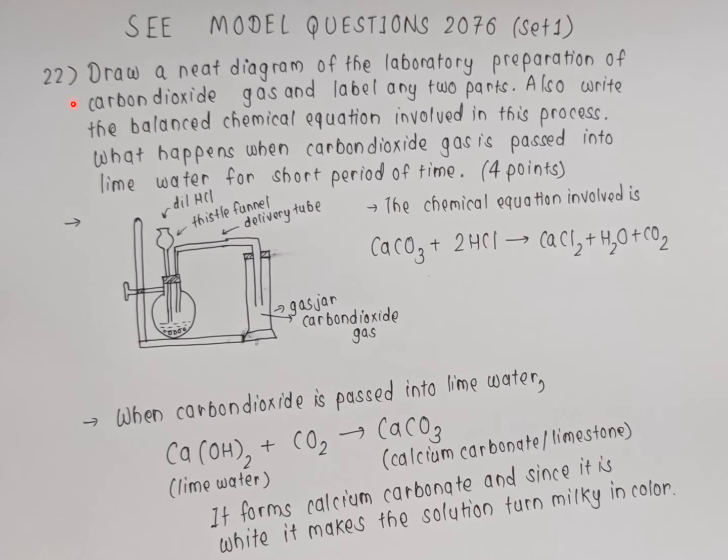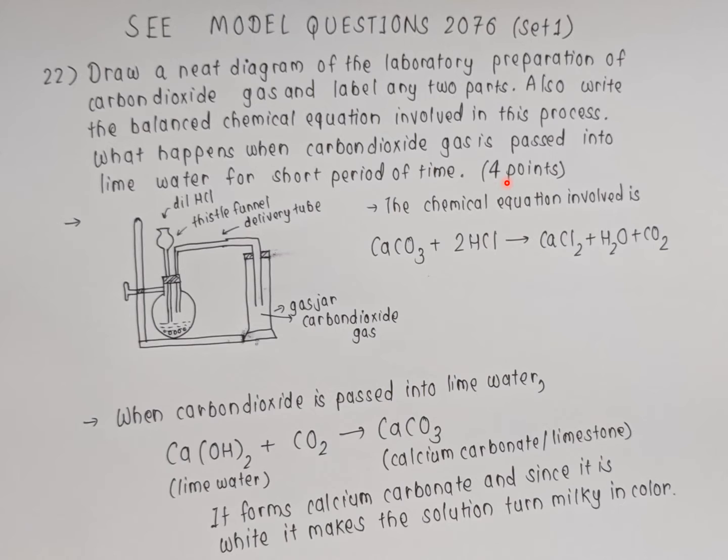Question number 22. Draw a neat diagram of the laboratory preparation of carbon dioxide gas and label any two parts. Also write the balanced chemical equation involved in this process. What happens when carbon dioxide gas is passed into lime water for a short period of time? The question carries 4 points. As you see, the question has 3 parts.